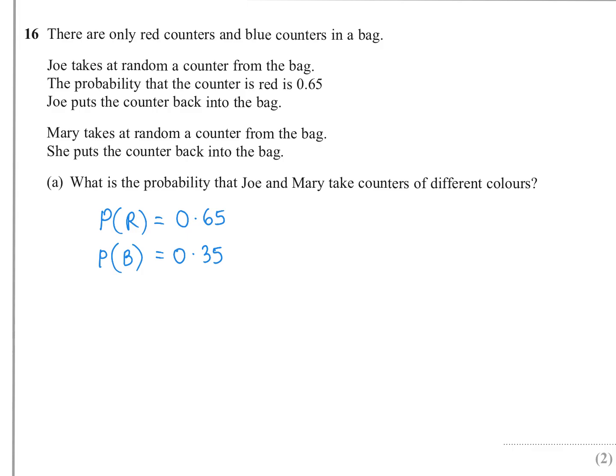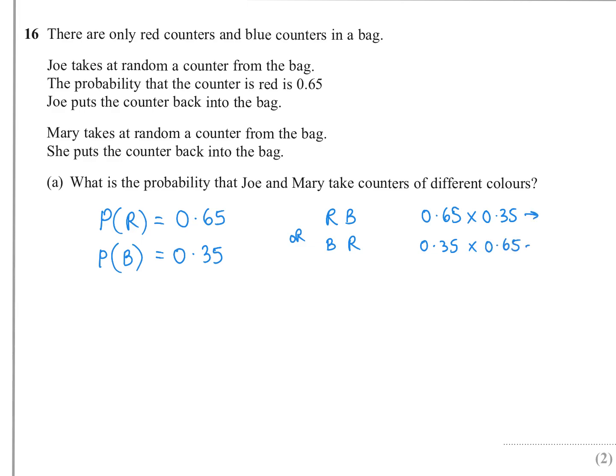Well, we can either have red first, then blue, or blue, then red. So red first would be 0.65. Don't forget the counter's put back, and then we can have the blue, and that would be 0.35. The counter's then put back. So we could have had then the blue first being chosen and then 0.65.